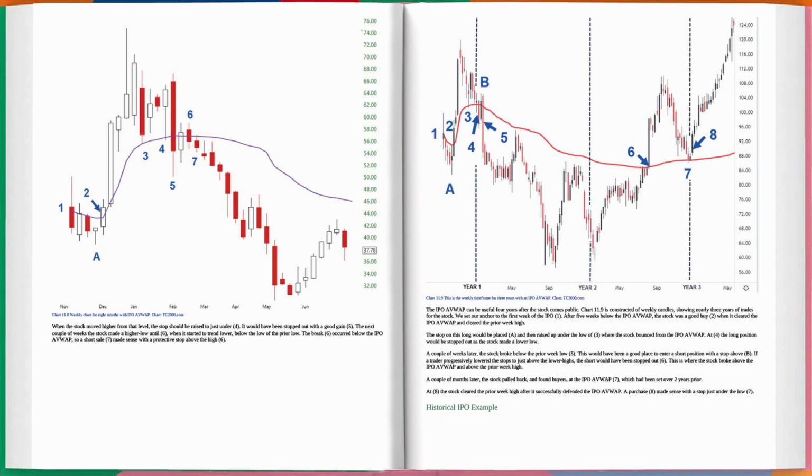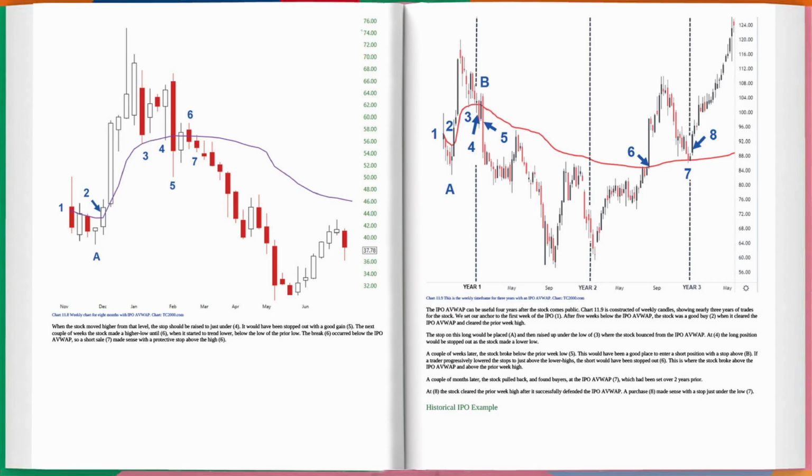A couple of weeks later, the stock broke below the prior week low (5). This would have been a good place to enter a short position with a stop above B. If a trader progressively lowered the stops to just above the lower highs, the short would have been stopped out (6). This is where the stock broke above the IPO AVWAP and above the prior week high.